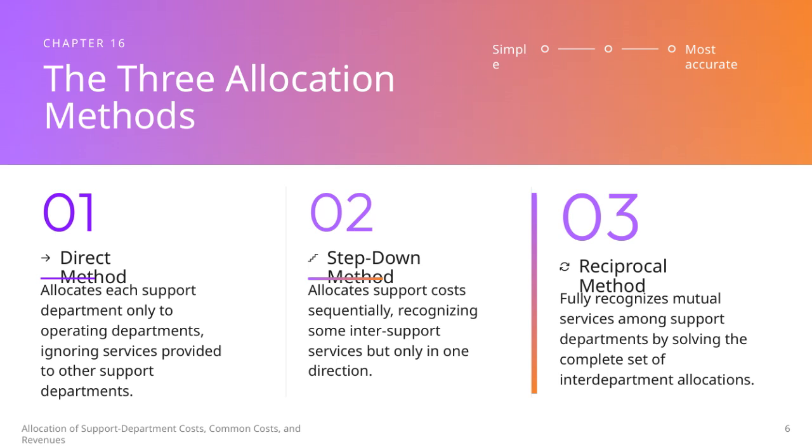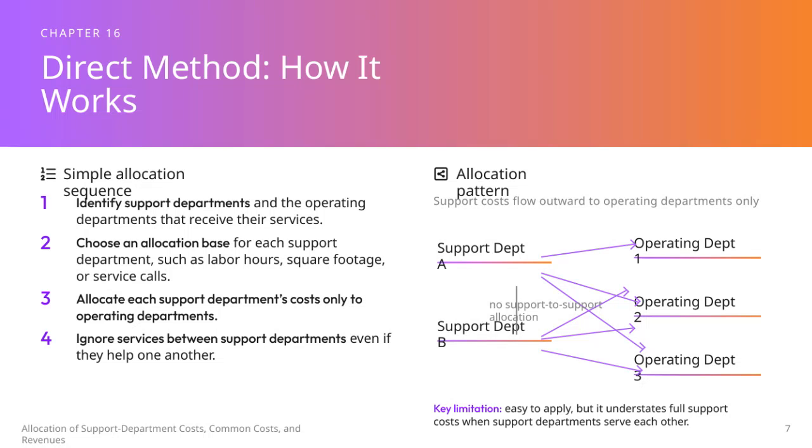allocation. Here, we're looking at the direct method for allocating support department costs. The process starts by identifying which departments support others and which are the operating departments that actually deliver the products or services. Then, for each support department, we pick an appropriate allocation base, like labor hours, square footage, or the number of service calls, to assign costs fairly.